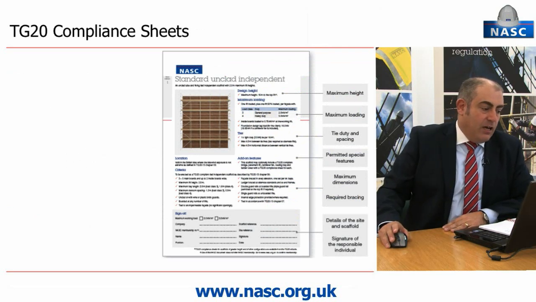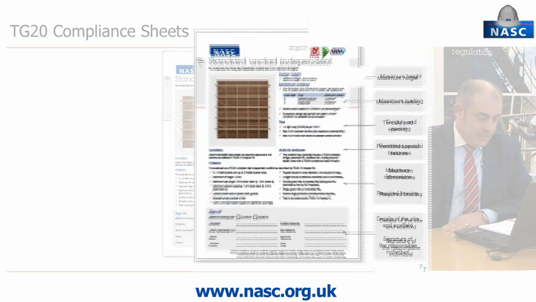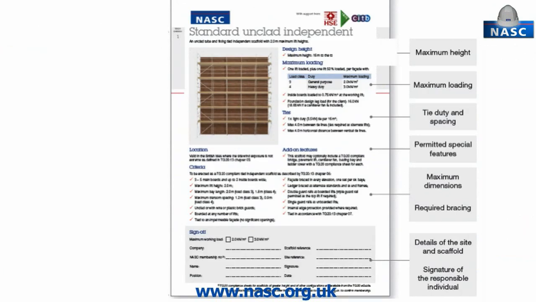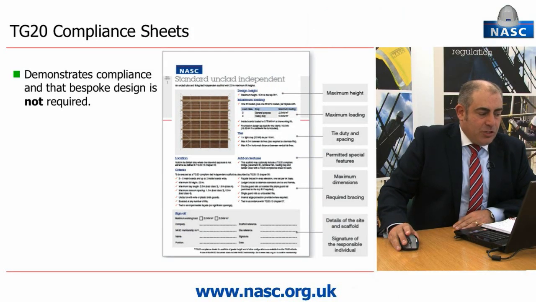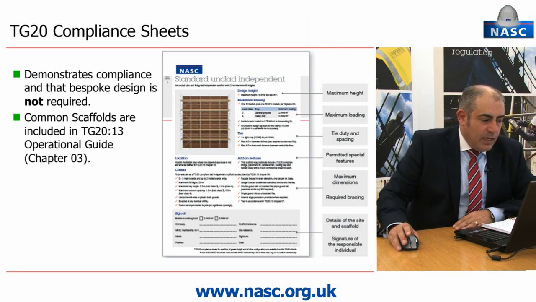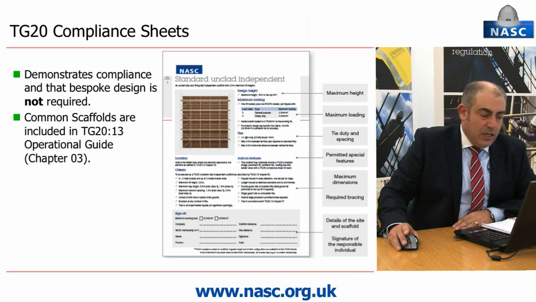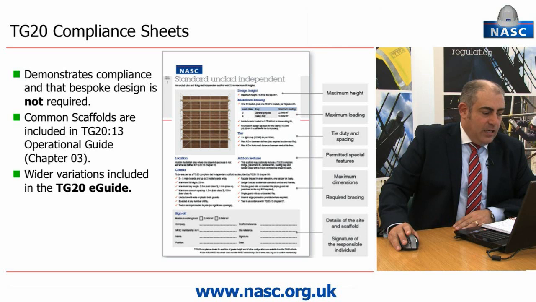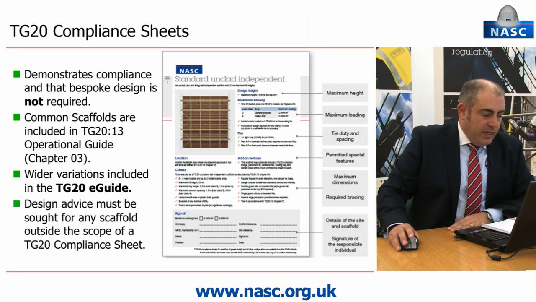Featured in Chapter 3 of the Operational Guide are compliance sheets. The NASC envisages that TG20 compliance sheets will become an integral part of all scaffolding operations in the future. They demonstrate compliance and that bespoke design is not required. It features a range of common scaffolds that are used throughout the UK. A wider range of scaffolds and variations are included in the TG20 eGuide. Design advice must be sought for any scaffold outside of the scope of a TG20 compliance sheet.